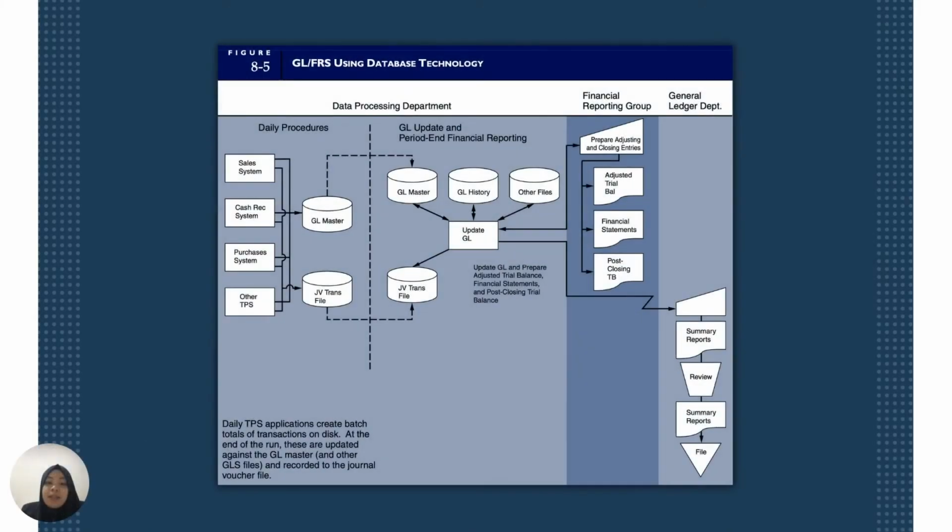And lastly, Figure 8-5 presents the financial reporting system or general ledger system using database technology. So Figure 8-5 presents a financial reporting system or general ledger system using a combination of batch and real-time computer technology. Generally, the advantages of this are that it includes an immediate update and reconciliation, and it provides timely information.